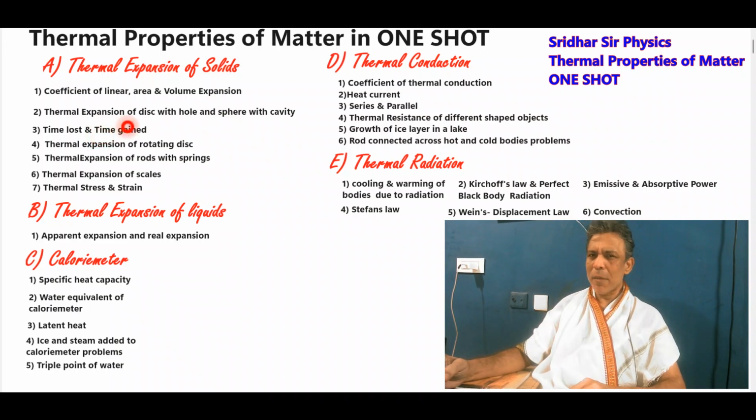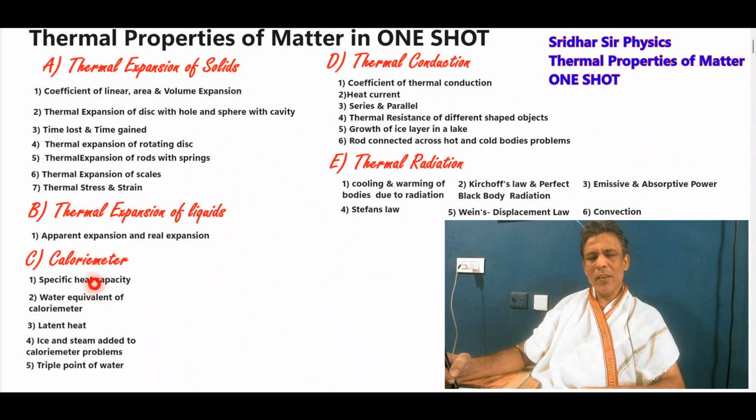Then time loss, time gain, simple pendulum, the effect of temperature on the simple pendulum. Then thermal expansion for rotating objects, how it will influence. Then thermal expansion of rods with springs, thermal expansion of scales, thermal stress and strain, and application problems. These things we'll discuss in the thermal expansion of solids. Then thermal expansion of liquids, apparent and real expansion. Just a few small formulas are there.